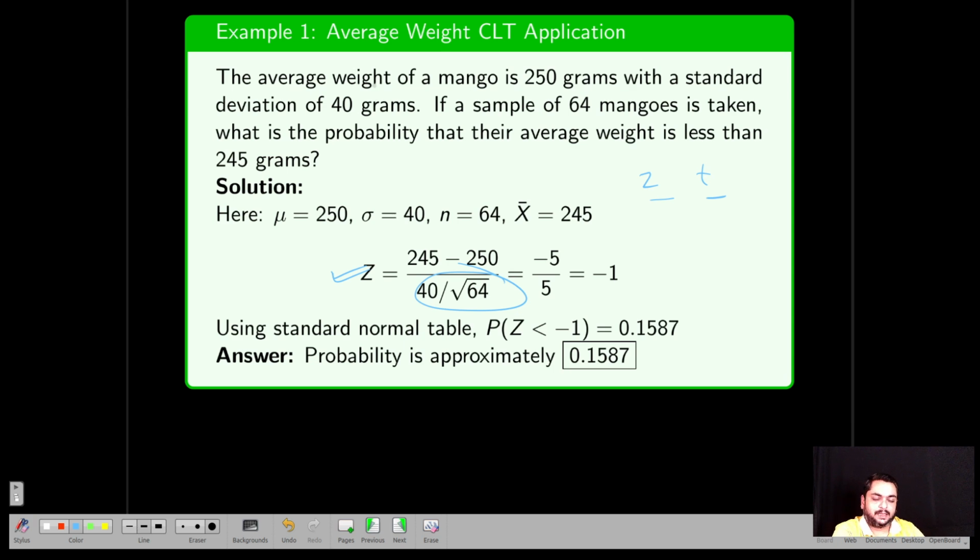So let us take an example. The average weight of a mango is 250 grams, with a standard deviation of 40 grams. If a sample of 64 mangoes is taken, what is the probability that their average weight is less than 245 grams?